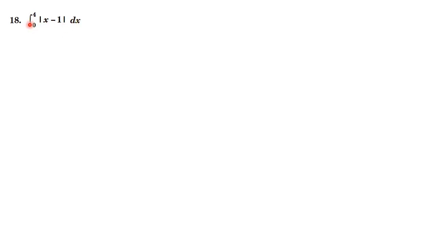So this is a modulus function, so we know how to solve this one. We have solved it previously also. We will use the property of splitting the limits. First of all, let's take I is equal to integral 0 to 4 mod x minus 1 dx. Now we have to find out the splitting value here. For that, x minus 1 we can equate with 0. X minus 1 equal to 0 means x will be equal to 1. So the splitting value is 1.